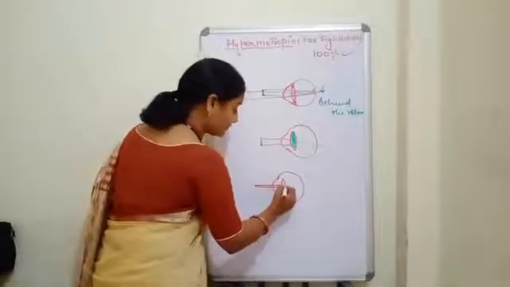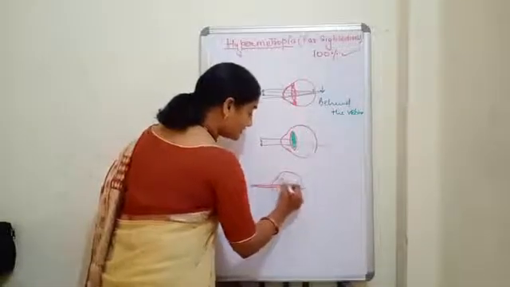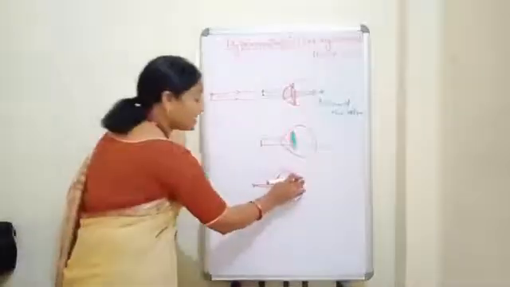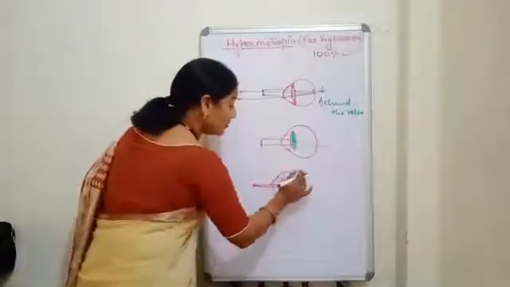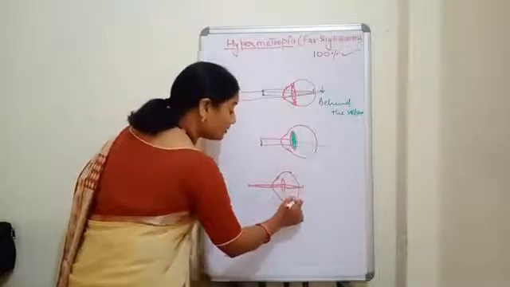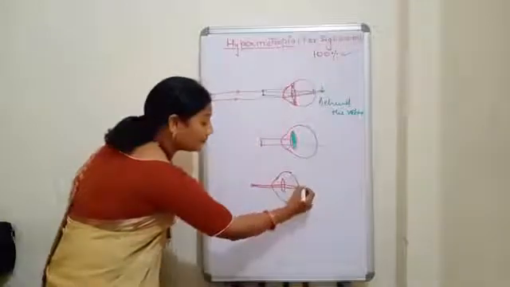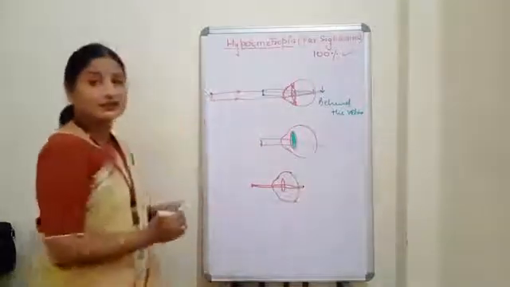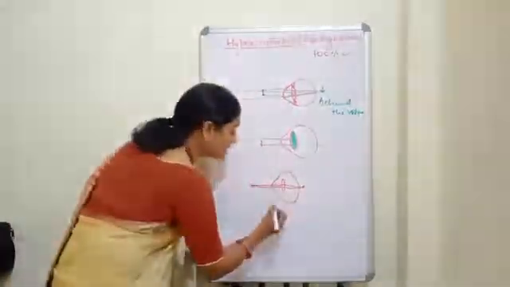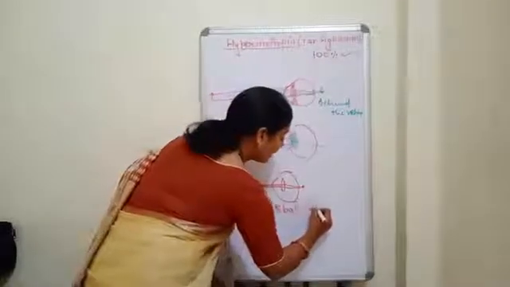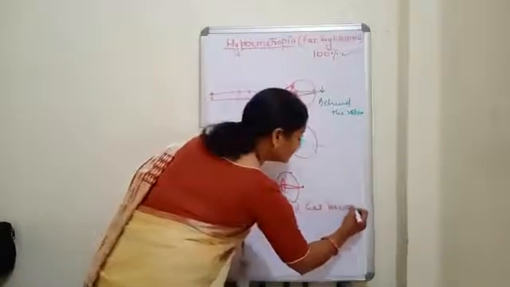Rays of light are coming and they want to meet here after convergence. But there is no retina. The retina has shifted in. So what we can say is that the eyeball has become short. Okay, so what happens here? Earlier the eyeball was like this. But now what has happened? The eyeball has become short.